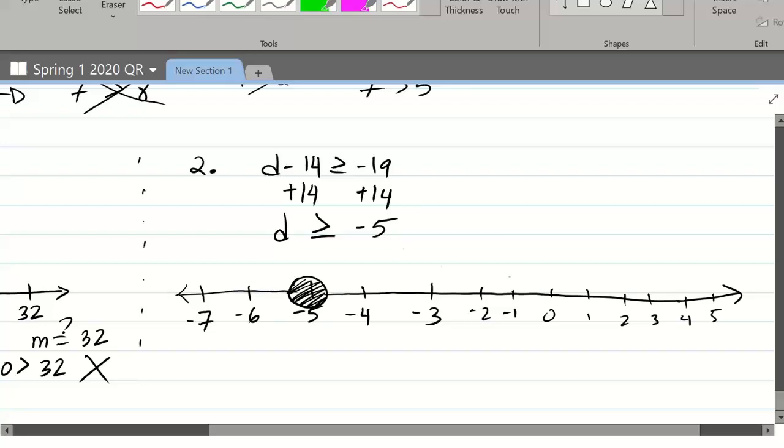D is greater than that. So D could be any of these numbers, any of these numbers that's greater than negative 5 and equal to, so it could also be negative 5 as well, right? I want you guys to understand that.